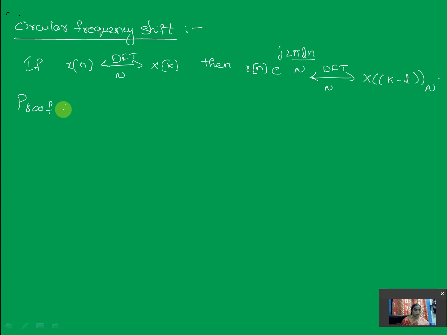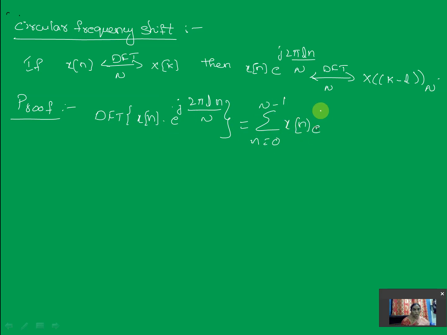So to prove this, I am taking the DFT of x of n. Of course you know that is nothing but summation x of n e power minus j2 pi by N kn. So now here I am directly taking the sequence, that is x of n multiplied by this exponential term, e power j2 pi ln by N. Now that is equal to, according to the DFT definition, n equal to 0 to N minus 1, the sequence x of n e power j2 pi ln by N into the actual term e power minus j2 pi by N kn.